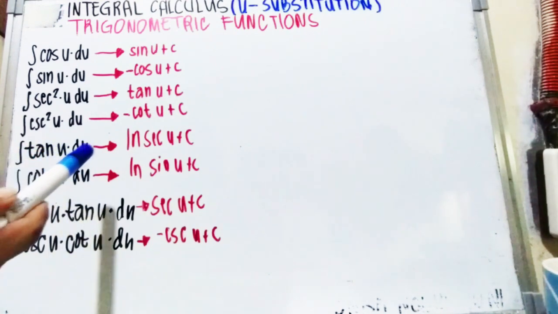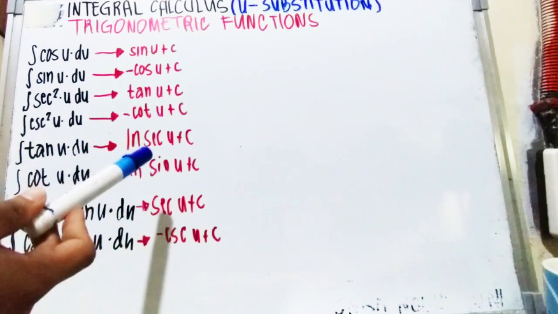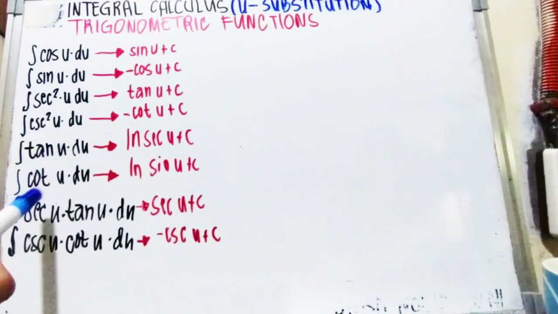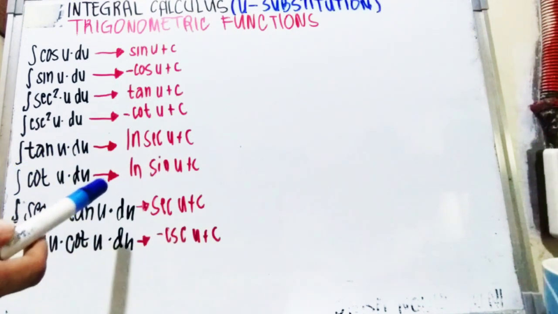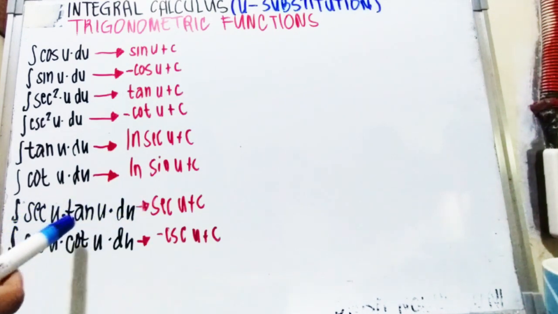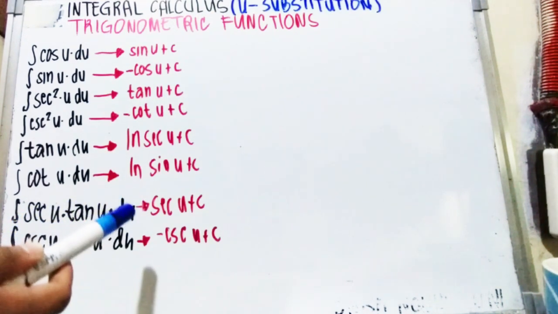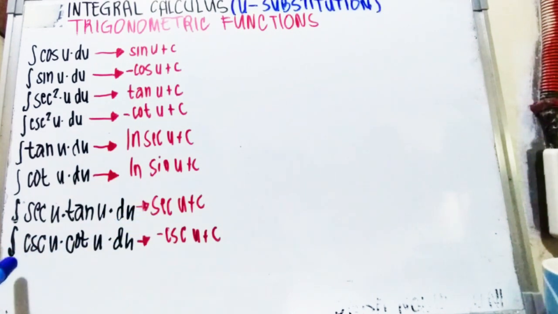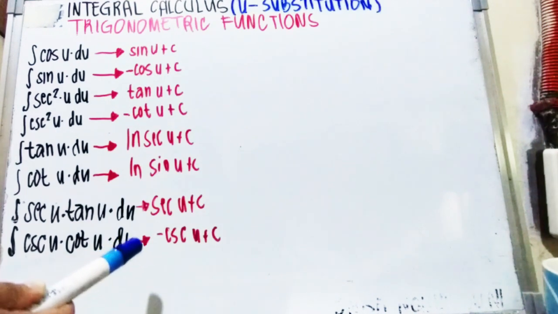Tan u du is ln of secant u plus c. The integral of cot u du is ln of sin u plus c. The integral of sec u tan u du is secant u plus c. And the integral of cosecant u cot u du is negative cosecant u plus c. So, sila yung dapat nating tatandaan while integrating trigonometric functions. Mag-example na agad tayo.